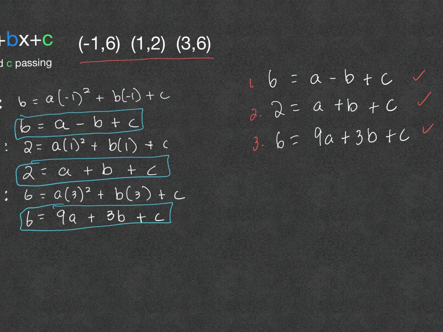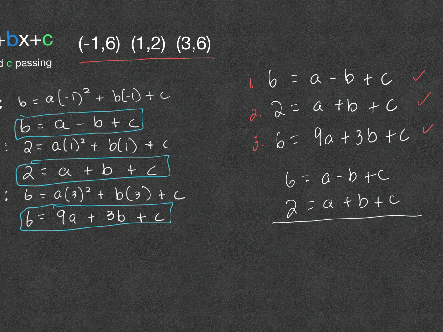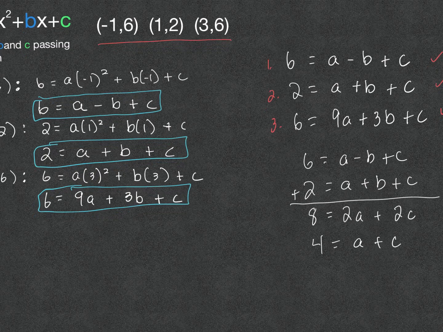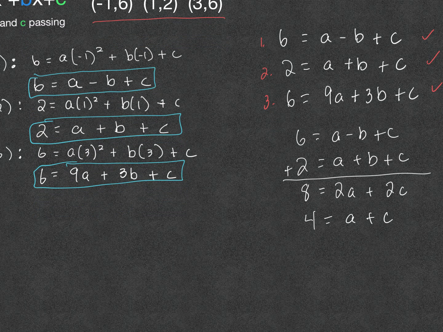Do you see that? If we have 6 equal to a minus b plus c, and we add 2 equal to a plus b plus c, what goes away if we add them? Well, we get 8 equal to 2a plus 2c, or 4 is equal to a plus c, and then there goes the b. Bye-bye, b. Now, we want to get rid of the same letter in the next 2 equations. So let's take a look at equation 2 and equation 3.